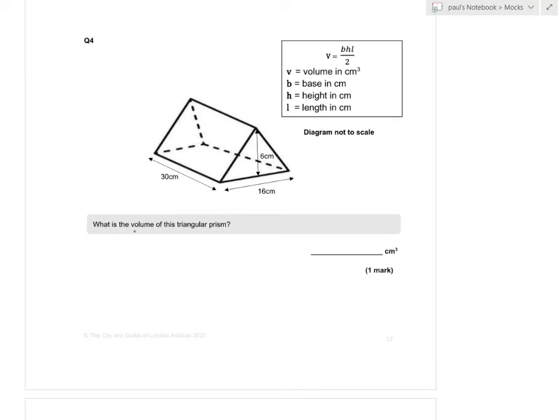So what are we doing? Work out the volume of the triangular prism. So we need the area of the end, which is half base times height, which equals 0.5 times the base, which is 16, times the height, which is 6. So that bit equals 48. Then we have 48 times 30, the length. So 48 times 30 is 1440 centimeters cubed.